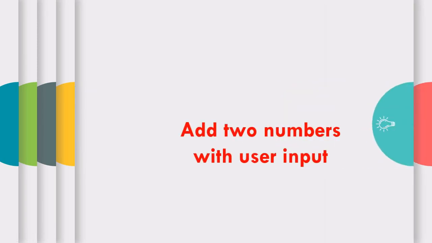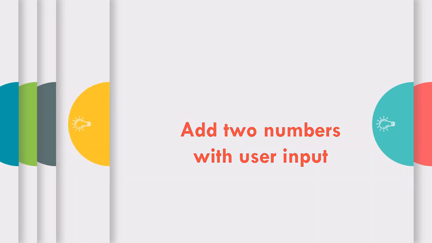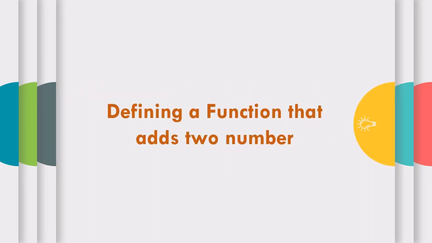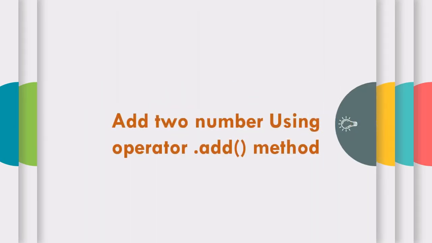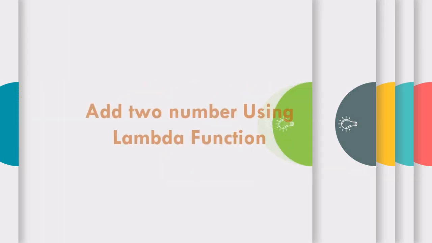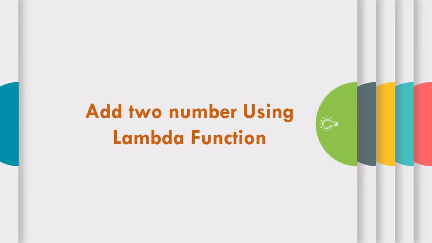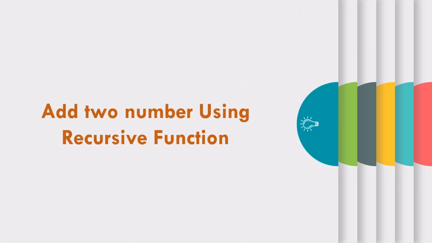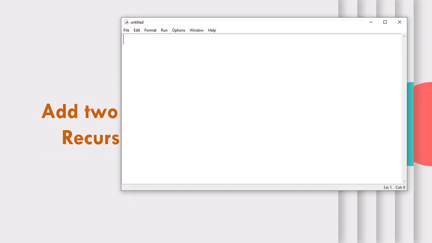Here we will see how to add two numbers with user input, defining a function that adds two numbers. We will add two numbers using the operator.add method, using lambda function, and by using recursive function. So now let's start one by one each and every method. First we will see how to add two numbers in Python with the help of the first method, that is our simple way.